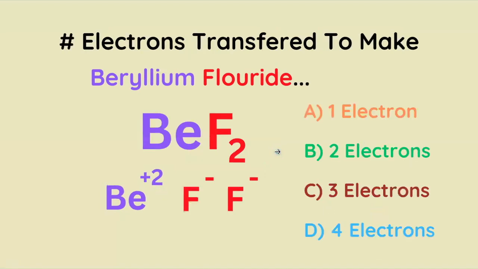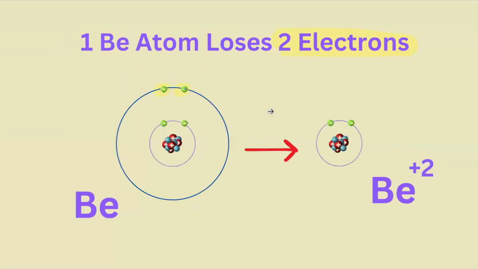So with this new information, let's circle back to the original question. How many electrons are transferred in the making of BeF2, beryllium fluoride? Well, that boils down to the formation of these ions. For instance, we have one Be2+, that's because we took away 2 electrons from a single atom of beryllium.